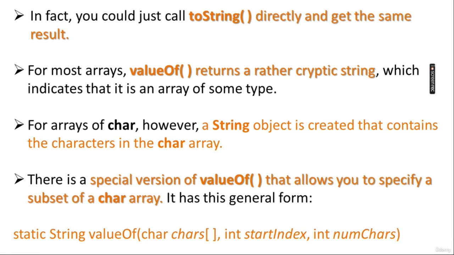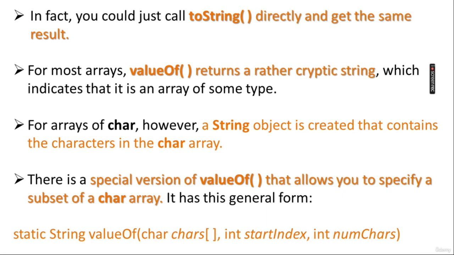For all types of arrays, valueOf returns the cryptic string which indicates that it is an array of some type, and for a char array, a String object is created that contains the characters in the character array; they will be merged and one String object will be created.